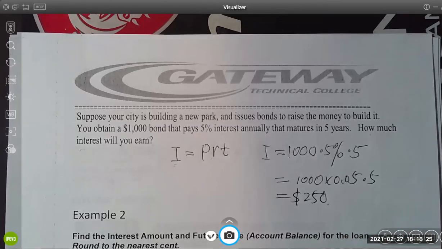So at the end of the 5th year, you earn totally $250 as interest, and you get that $1,000 back.